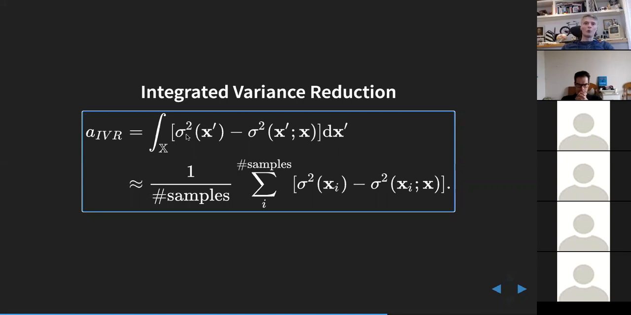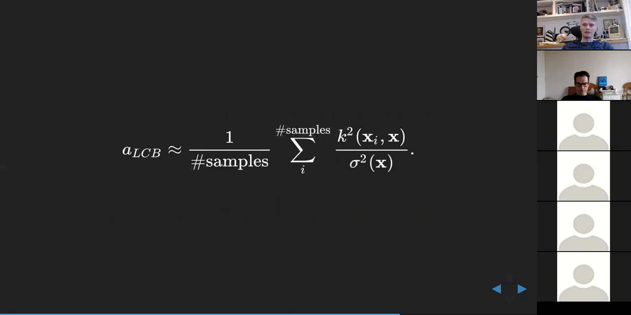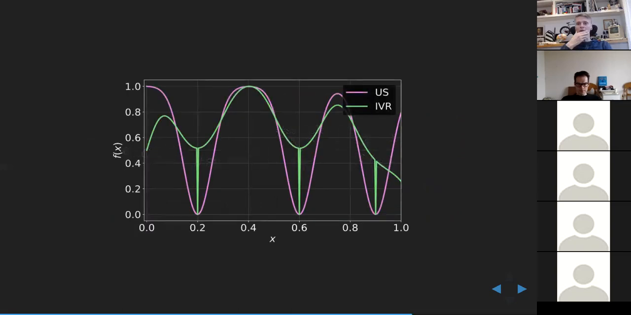Now that integral is typically going to be intractable. It's not always going to be intractable, but it's going to be intractable for general covariance functions. So rather than doing that integral exactly, what you can do instead is a sample-based approximation to the integrated variance reduction. And that sample-based approximation will be relatively cheap if you are using a fast surrogate model. And in fact, you can rewrite it in this form. So let's have a look at what that looks like. I think it's quite interesting.